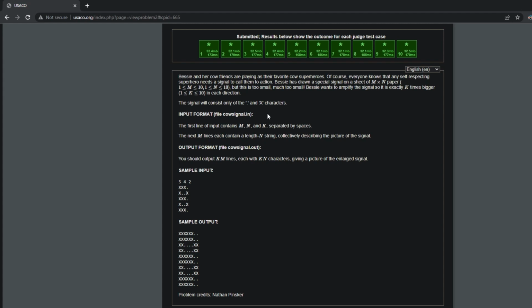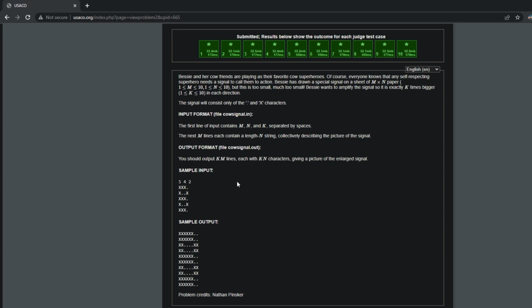So it's just made of periods and x's, and the input is going to be m, n, and k separated by spaces on the first line, and then the next m lines is going to contain a length n string that collectively describes the picture of the signal.